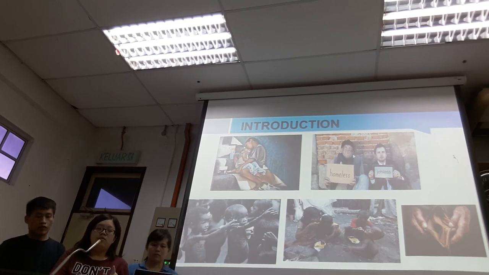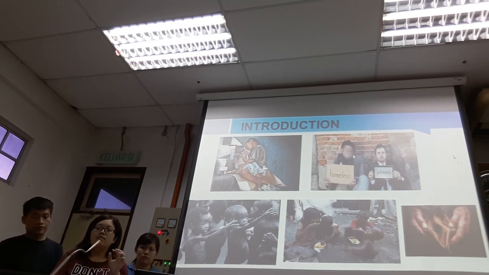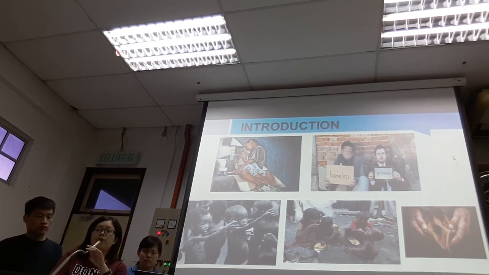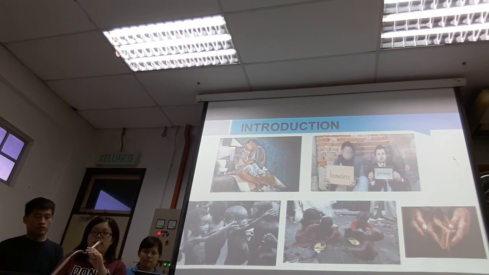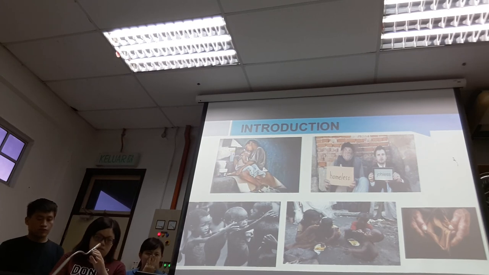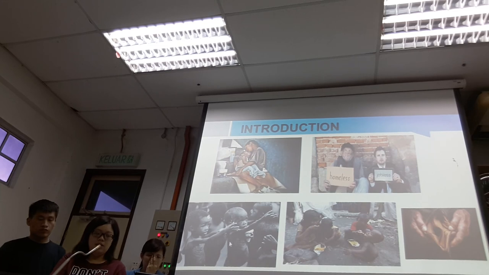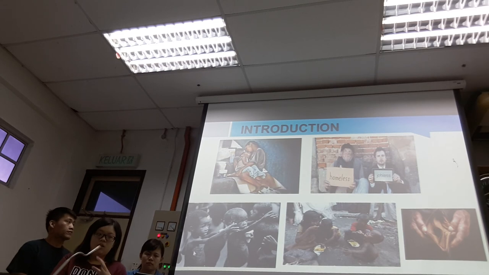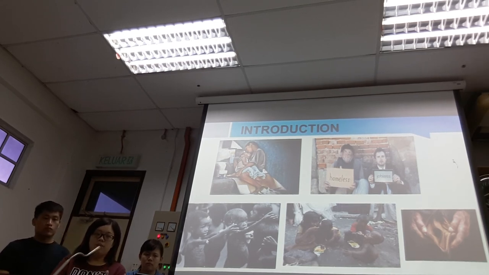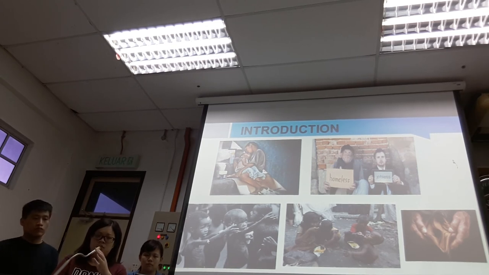The first is an old man showing a card that writes homeless, and another man is showing a card that writes jobless. The third picture shows a few children, like African children. They are very thin and we can clearly see the bones on their body, and they are showing their hands to grab maybe some food or water from other people.